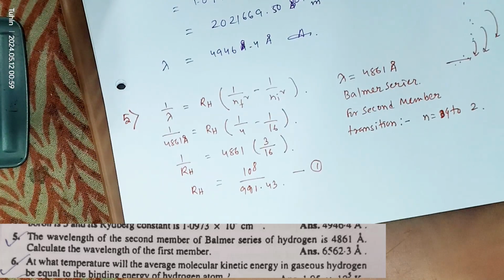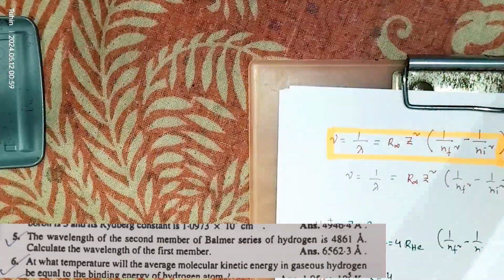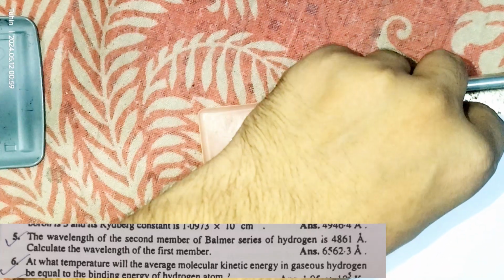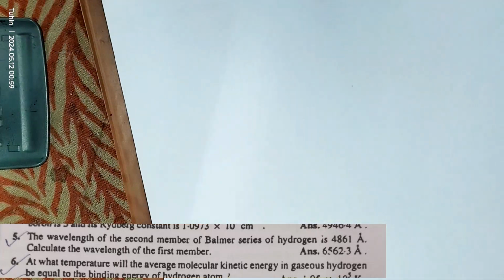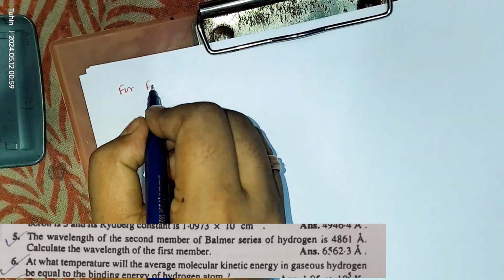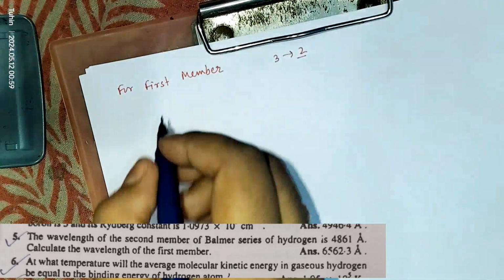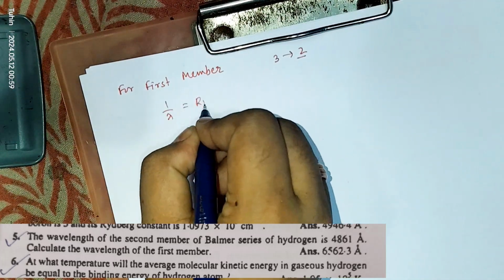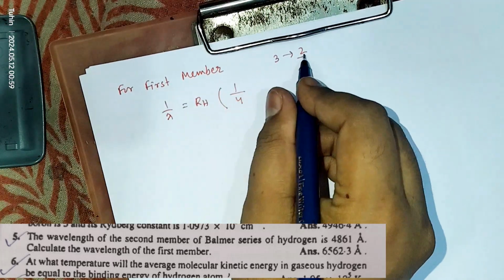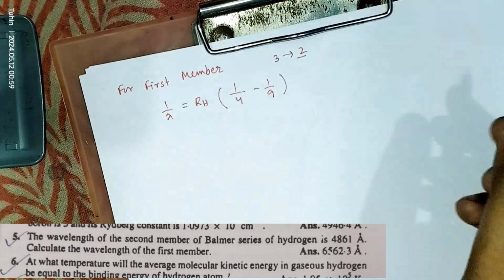Okay, this is the Rydberg constant, and I will label it 1. After that I will use the second property, where it is given to calculate the wavelength of the first member. Fine. So for the first member the transition will be 3 to 2. So again, 1 by lambda equals RH times (1 by 4, because 2 squared, minus 1 by 9, because 3 squared).